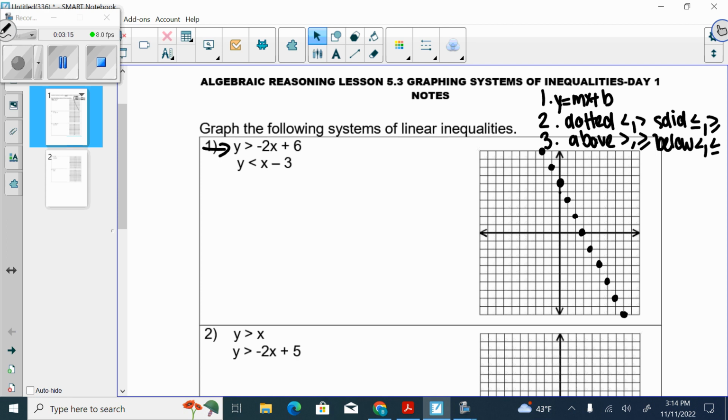All right, so I have all my points plotted. Now I have to decide, should my line be a dotted line or a solid line? Dotted, right, because is there any equal to? Okay, so we all should get this right when I ask us 100% of the time, because I have it written right here. So don't guess, read right here before you answer, okay? All right, so you're right, it is going to be dotted.